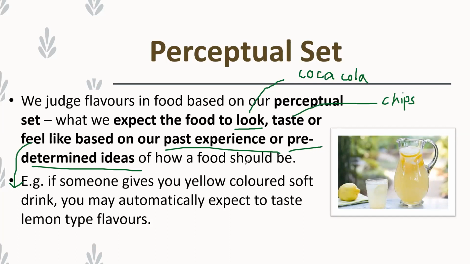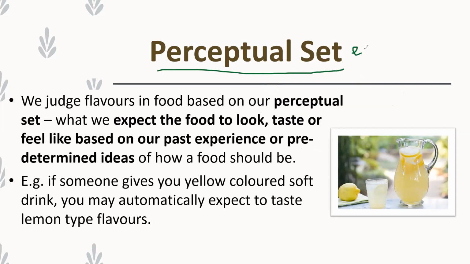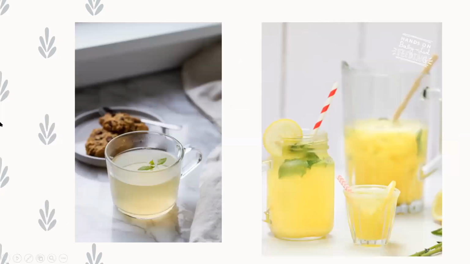Same thing if someone were to give you a yellow colored soft drink, you might automatically expect to taste lemon type flavors. So this perceptual set is all about our expectations, how our expectations cause us to sometimes be disappointed when it comes to food. Because sometimes we do build up our expectations when it comes to food and the flavor or the taste of certain foods.